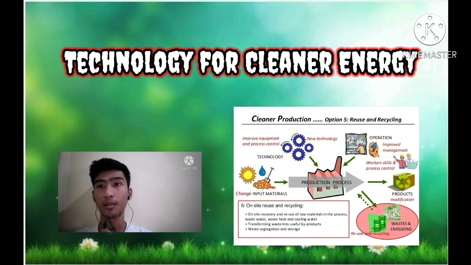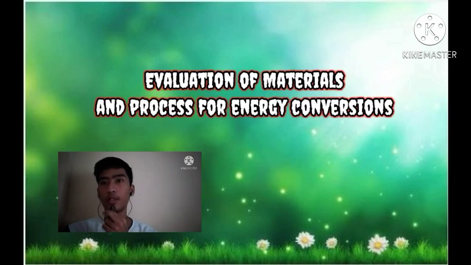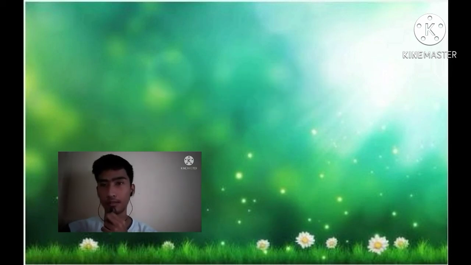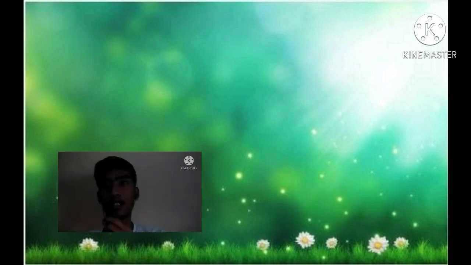Lastly is technology for clean energy sources. It is a source reduction or recycling method to eliminate or significantly reduce hazardous waste generation. It includes improvement in pipe wastewater treatment. Another topic in environmental engineering is the evaluation of materials and processes for energy conversions. In this topic, we will discuss energy efficiency and thermodynamics.